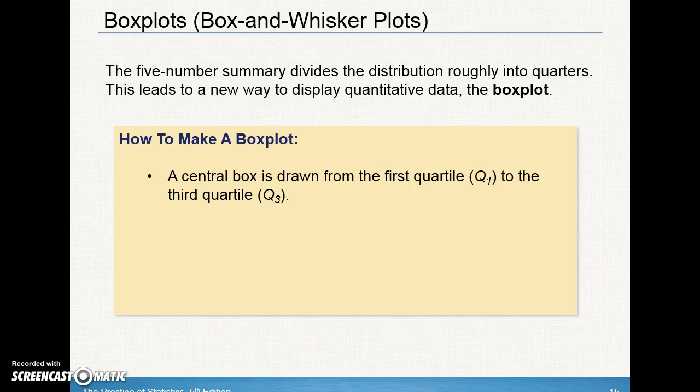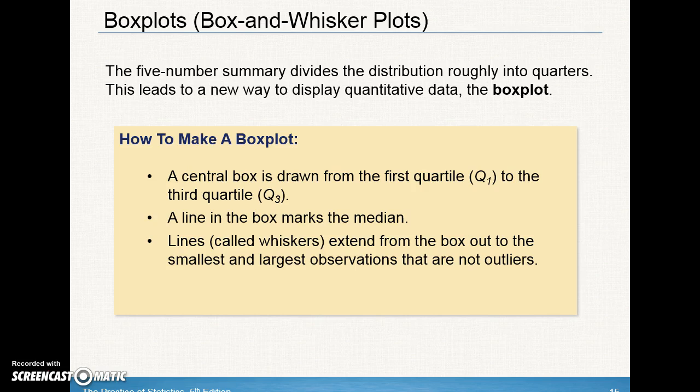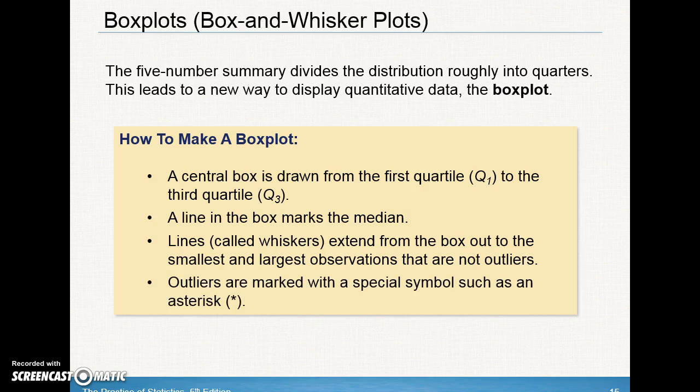First, a central box is drawn from the first quartile to the third quartile. So we're actually drawing a rectangle. Then we make a line somewhere in the box, not necessarily directly in the middle, to mark where the median is. And then from the edges of the box, we make our whiskers out to the minimum value and the maximum value. Note that we do this for any observations that are not outliers. Outliers are marked with an asterisk.